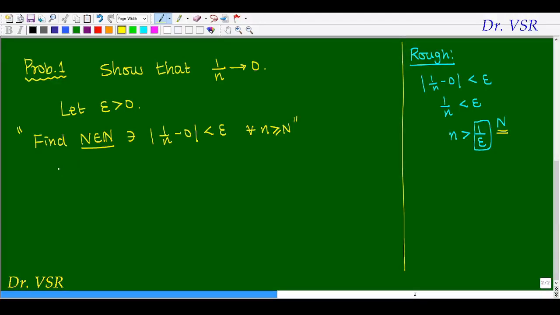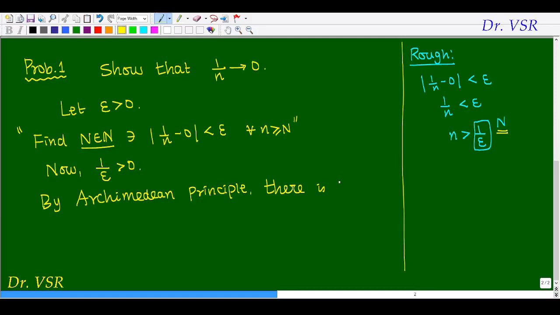Now this 1 by epsilon is positive. By Archimedean principle, there is N belongs to natural numbers such that this capital N is greater than 1 by epsilon. That we can find an integer bigger than 1 by epsilon is the Archimedean principle.